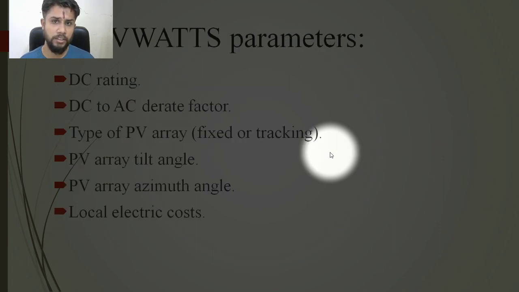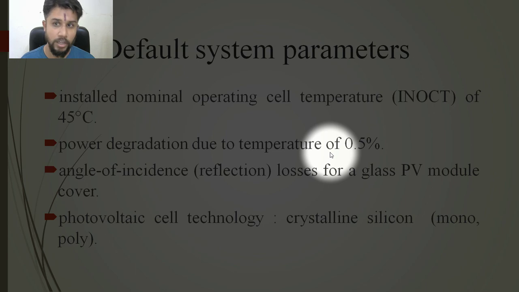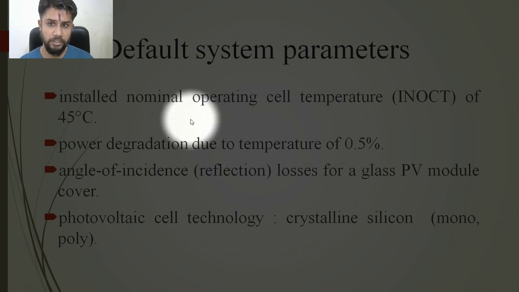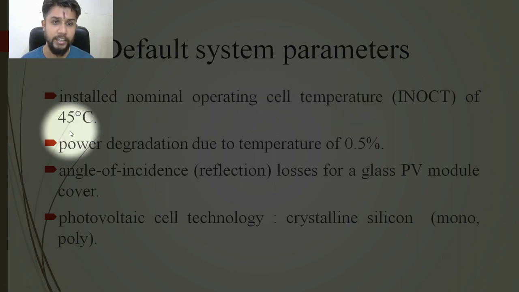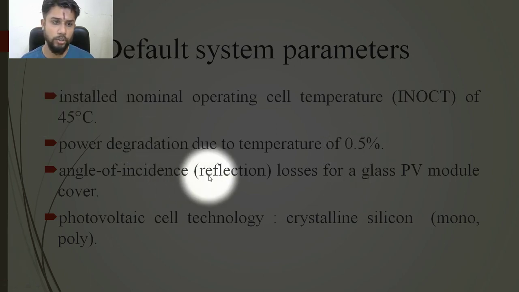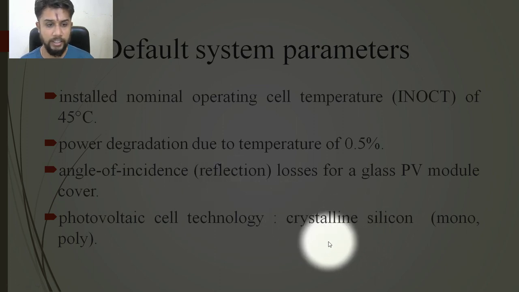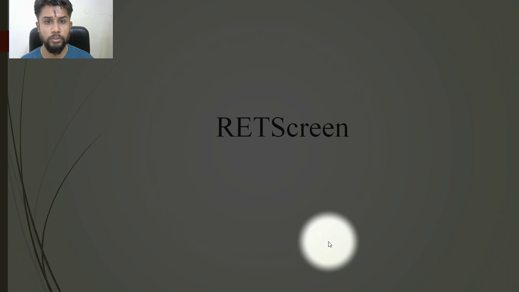With these PVWatts parameters, you can utilize DC rating, DC to AC derate factor, type of PV array, tilt angle, azimuth angle, electric loss, cost, or estimation of the amount of losses, etc. can be done utilizing this. Some default parameters available in the PVWatts calculator: installed nominal operating cell temperature is 45 degrees centigrade, degradation due to temperature is 0.5%, angle of incidence losses for a glass PV module cover, PV cell technology, crystalline silicon, or polycrystalline can be utilized. The last tool in this list is RETScreen.